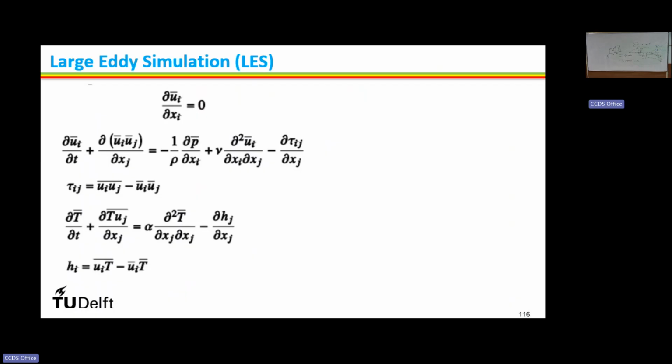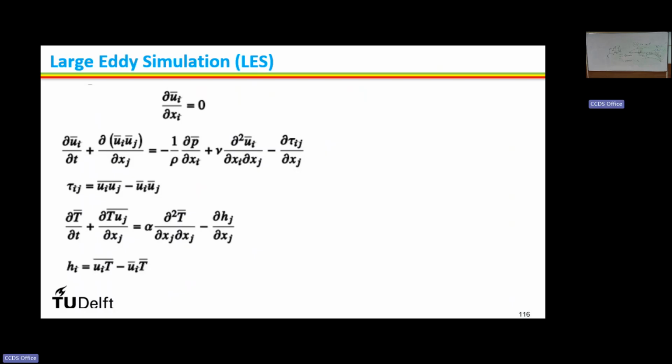Similarly, if you are doing the energy equation, right, we will get another term, that is hi or hj. This is called the subgrid scale heat flux. This is the subgrid scale stress. This is the subgrid scale heat flux. This comes out of the filter, the grid filter, right? Everything is clear or any doubt?